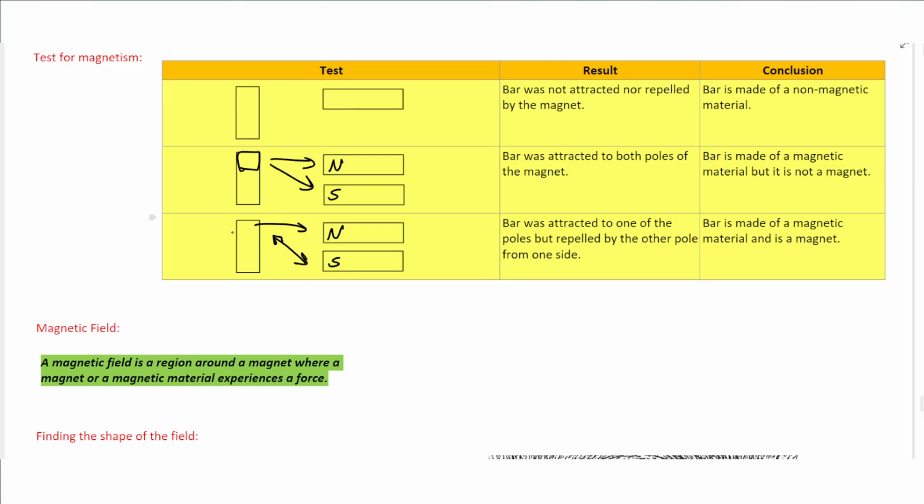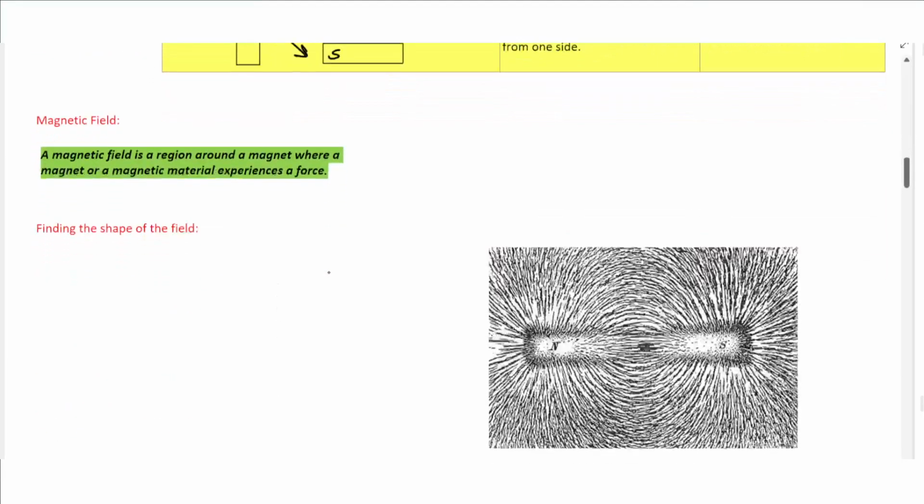If it attracts the north pole, then this is a south pole. That's why it repels the south pole from the other magnet. So a repulsion test tests if you are a magnet or not. An attraction test tests if you are a magnetic material or not. No effect says that you are not a magnetic material at all.